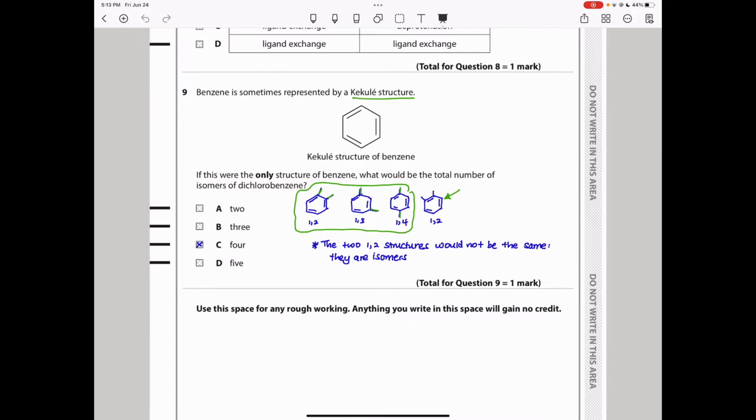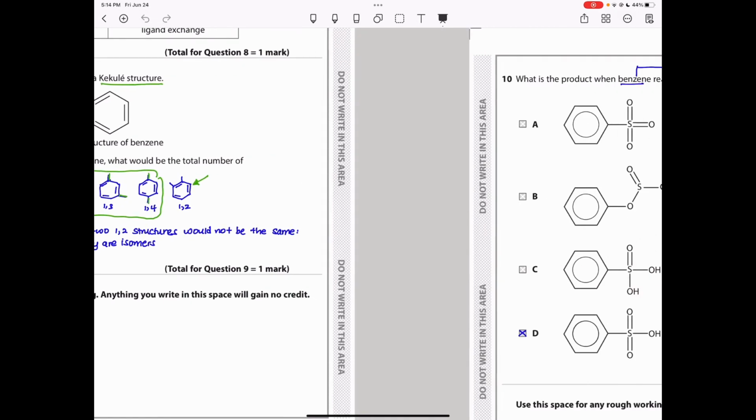The electrons in the double bond are delocalized all over, or you would say the pi electrons are delocalized all over. But in Kekulé, we would not assume that. So here we can see this is going to be the fourth structure, which would be exactly 1, 2 as this one, but they're going to be different because they are isomers. So here the answer should be a C. I will go to question 10.